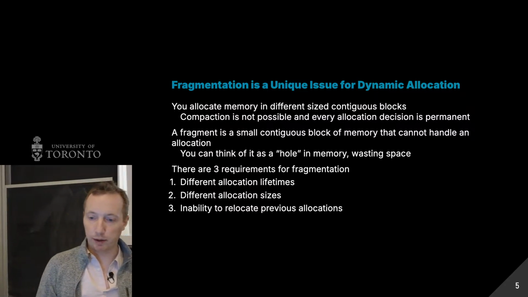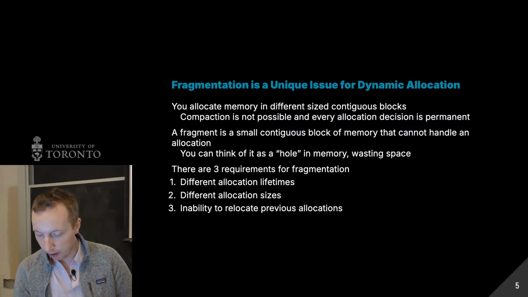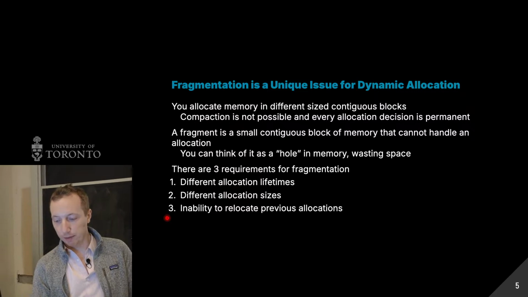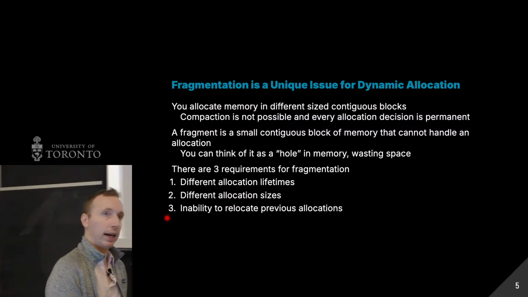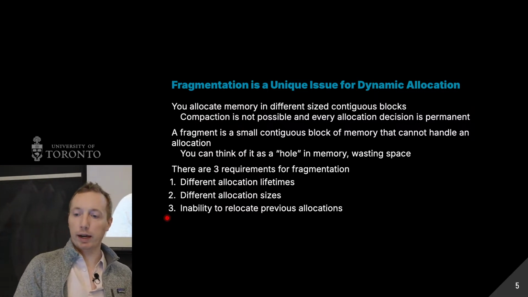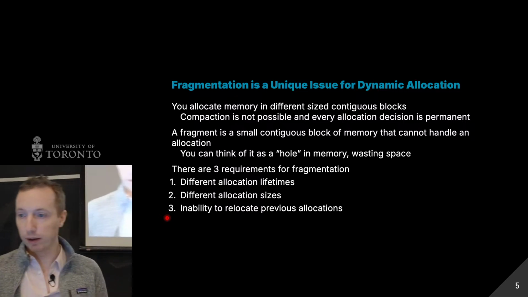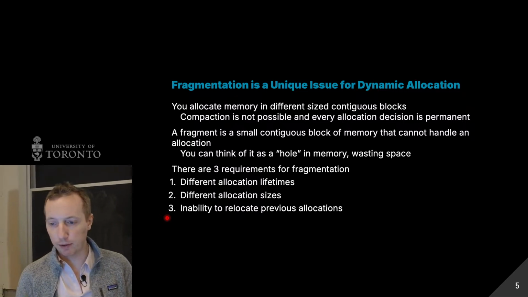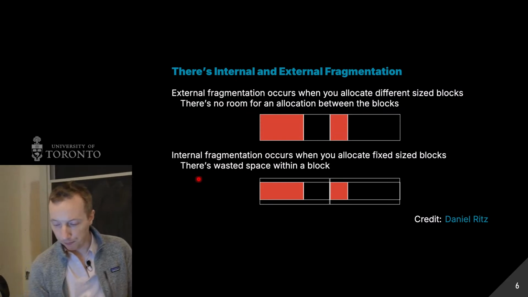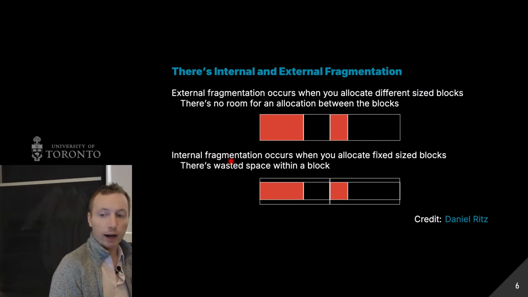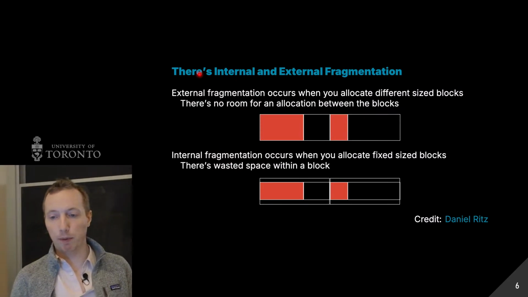You don't have any control over what the user asks for. And then third is that compaction thing. So I can't actually move any of the previous allocations and try to reduce fragmentation that way. So there's internal and external fragmentation, like we talked about before.